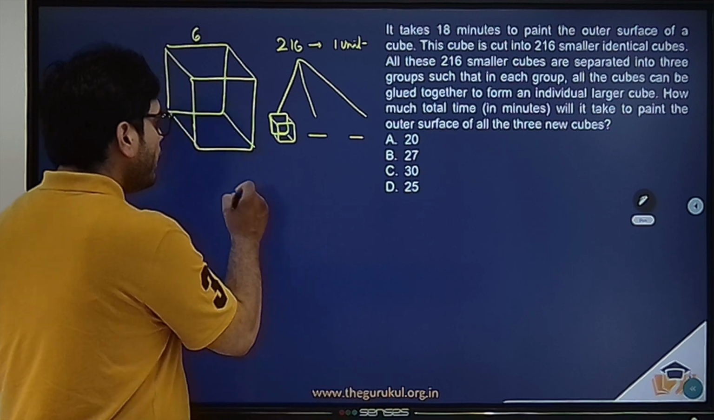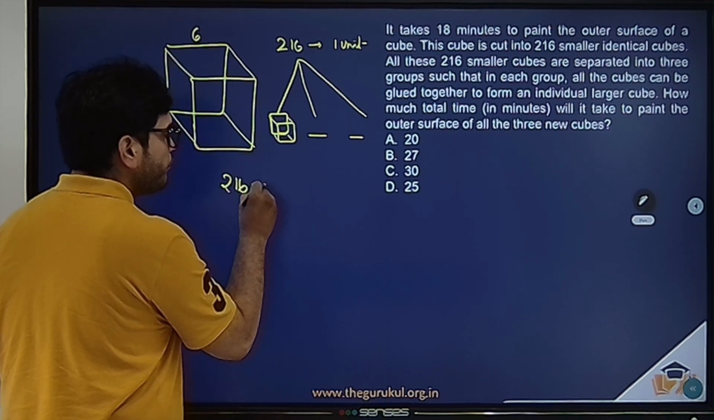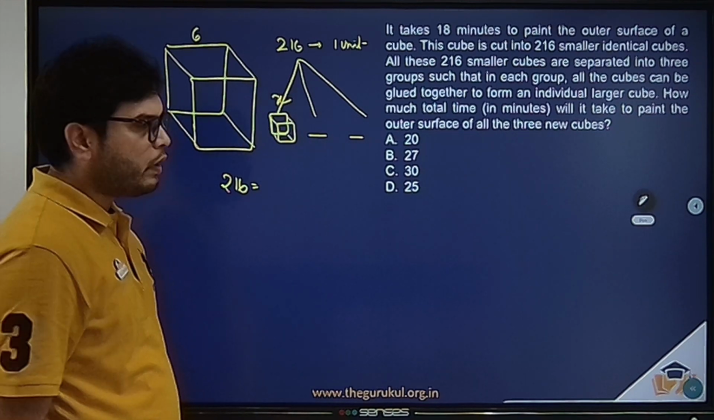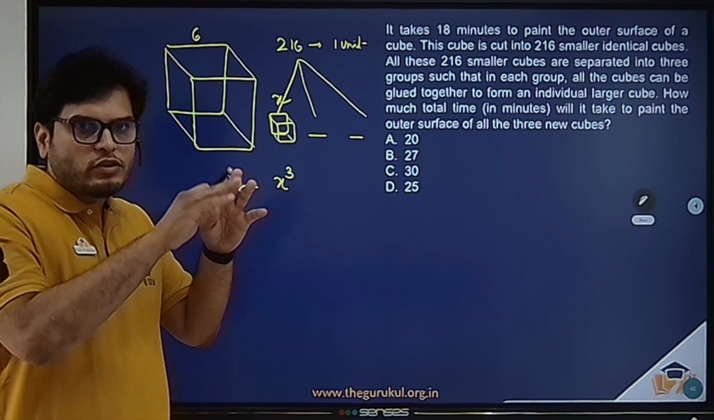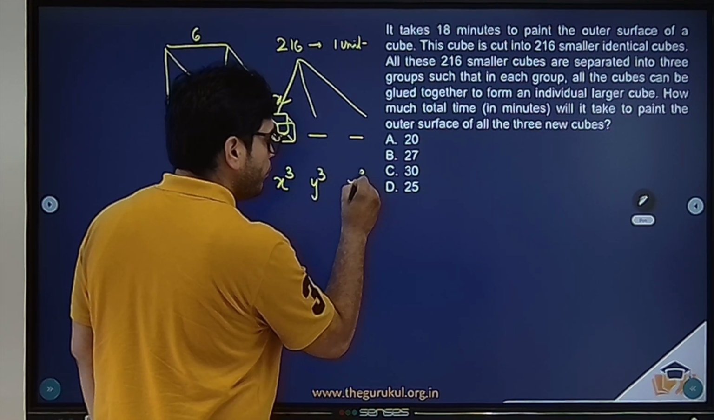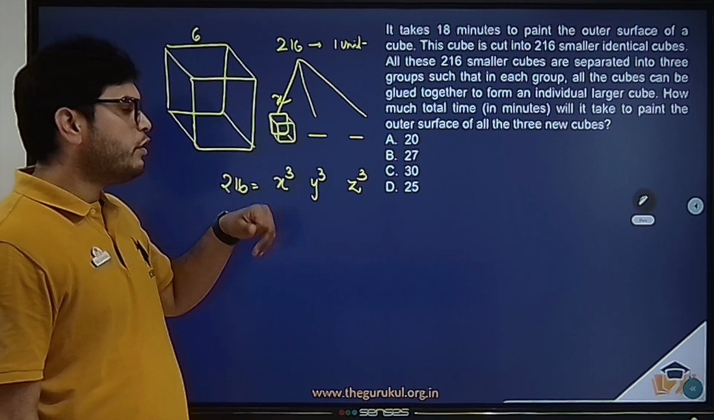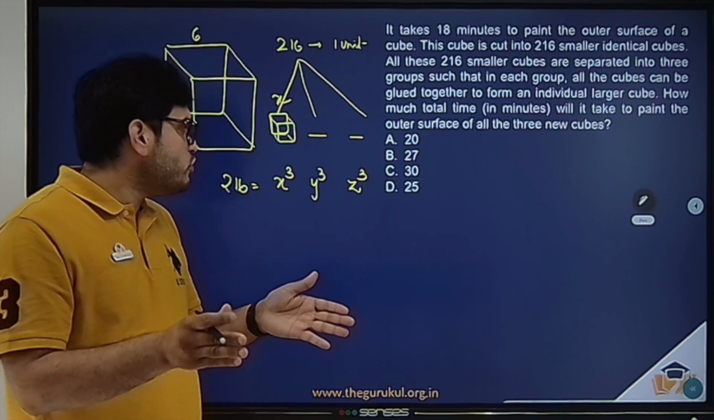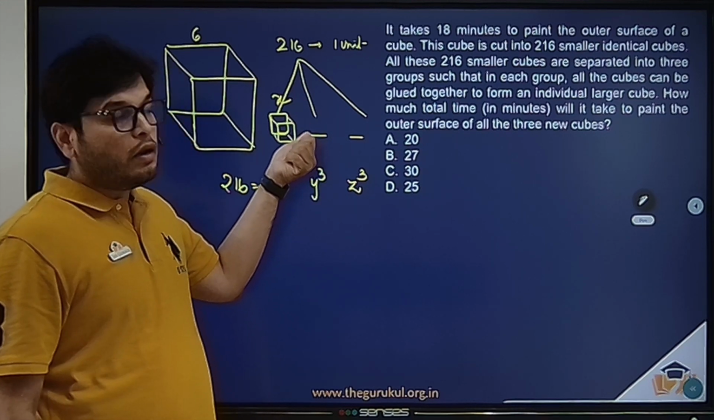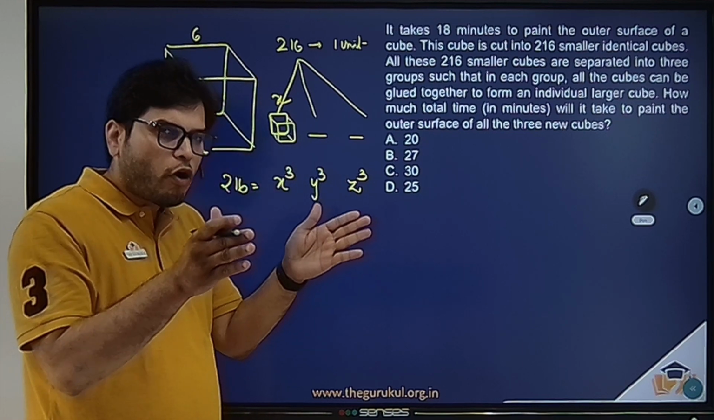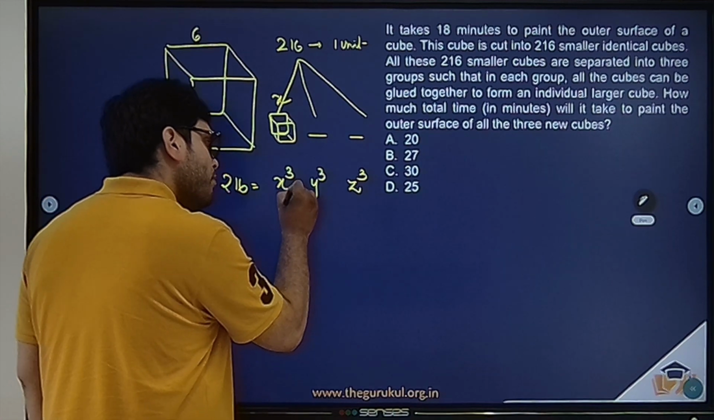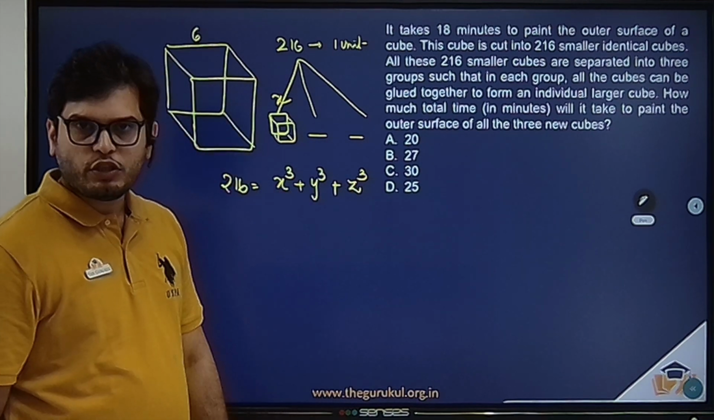Right. Now total number of cubes should be 216. Now if I have x cubes here, right, so the volume of that larger cube will be x cube. This would be y cube and this would be z cube. Right. So if I have x cube smaller cubes, they can be arranged to form a larger cube. Now here, if we have y cube smaller cubes, that would be arranged to form a cube of side y and similarly side z. Right. So the sum of all these three should be 216.